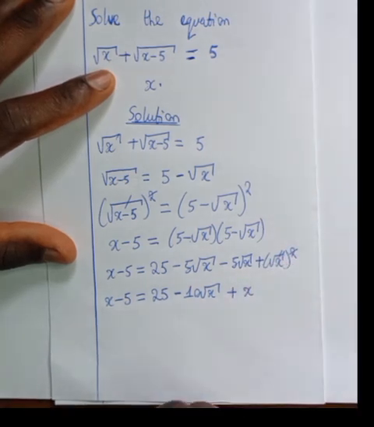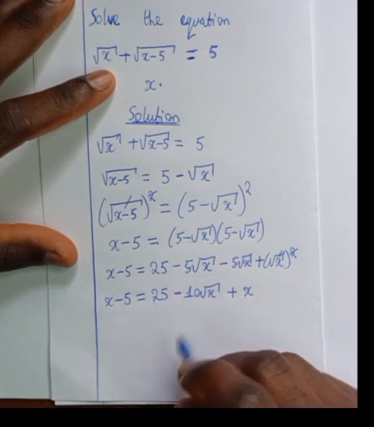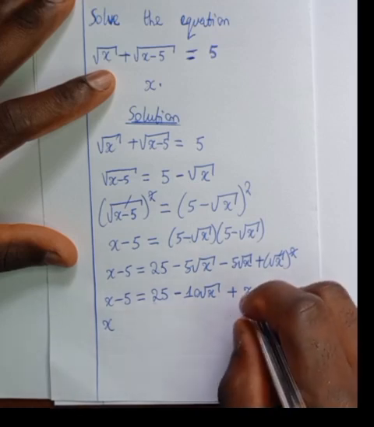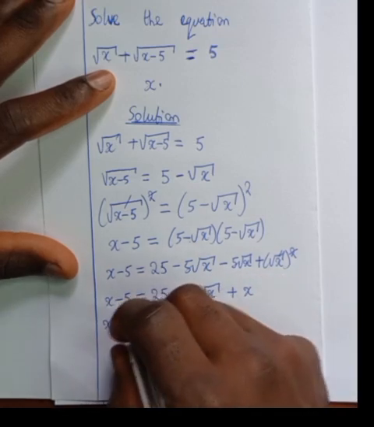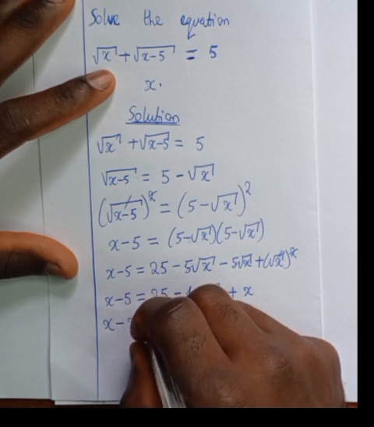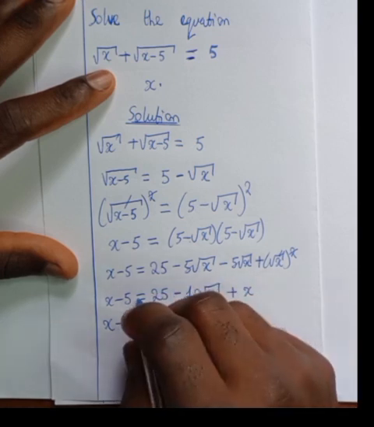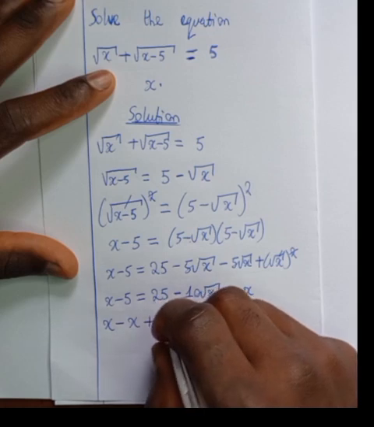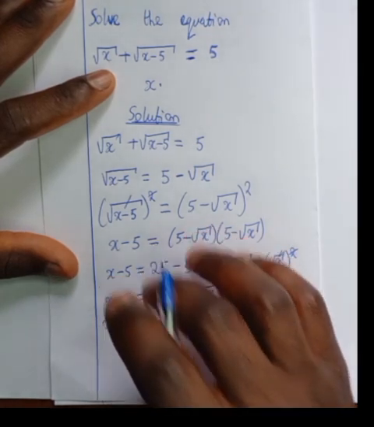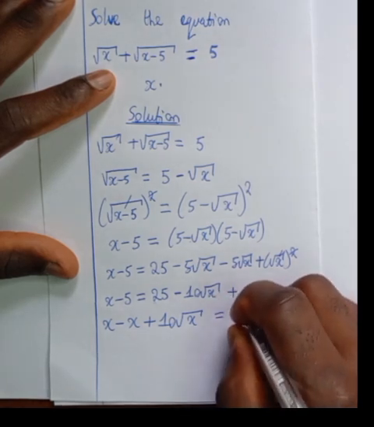Next step, we are going to transfer all the terms we have at the right hand side to the left. So this will give us x. When x crosses this way, it becomes negative x minus x, plus, when negative 10 root x crosses the equal to sign, it becomes positive plus 10 root x. 25, we are going to leave 25 at the right hand side, is equal to 25.